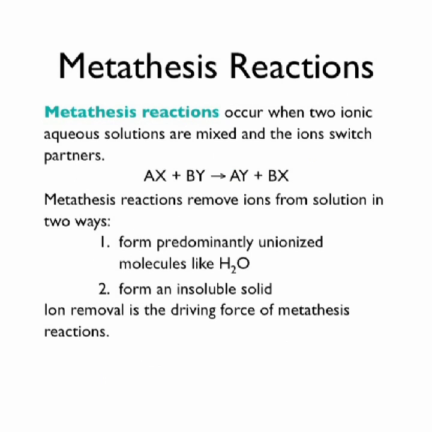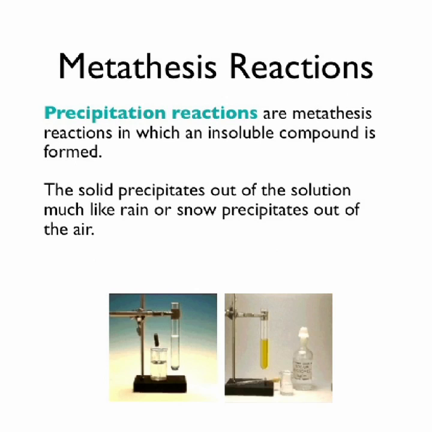Metathesis reactions remove ions from solution in two ways. They form predominantly unionized molecules like water, or they form an insoluble solid. Ion removal is the driving force of these reactions. The first type of metathesis reaction that we will look at is a precipitation reaction. In a precipitation reaction, an insoluble compound is formed, a solid, a precipitate.